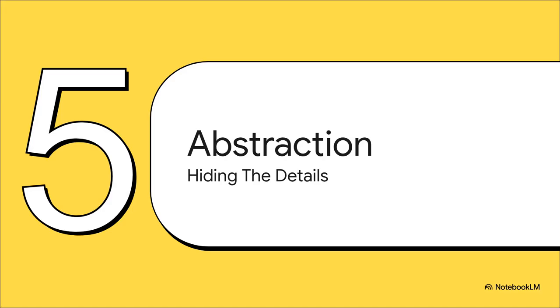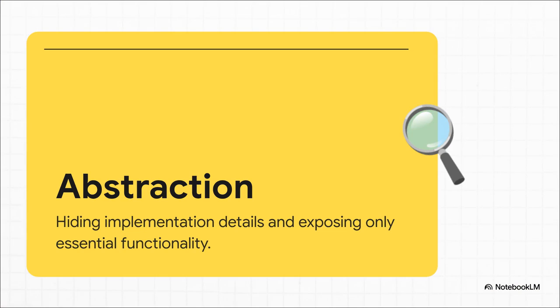Section 5. Abstraction. Hiding the details. Think of abstraction as the dashboard. It simplifies an incredibly complex system underneath. Abstraction means showing only the essential details to the user while completely hiding the background implementation using abstract classes or interfaces. Think about driving your car.